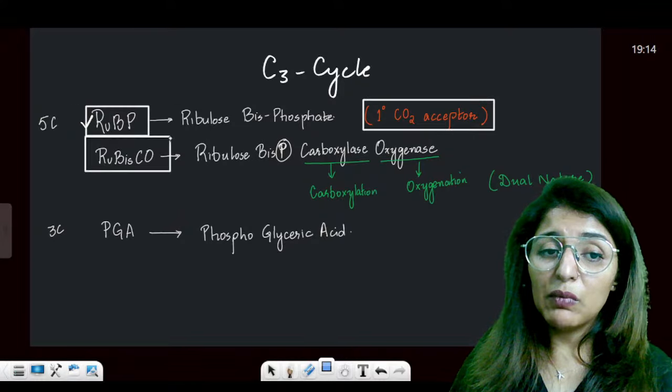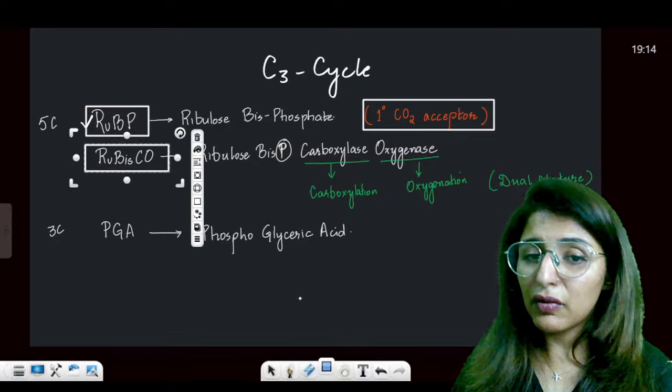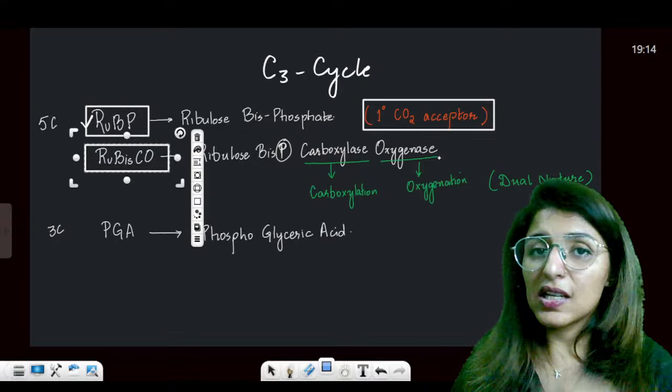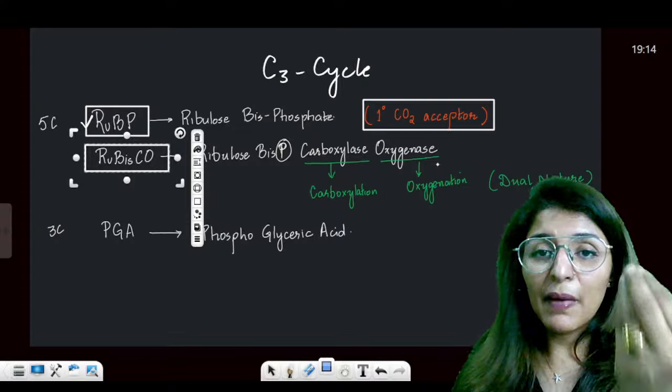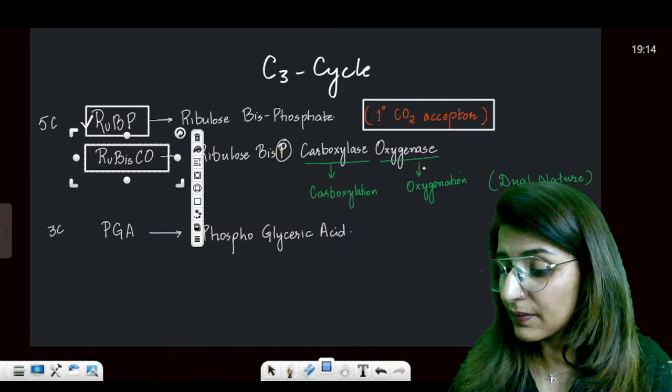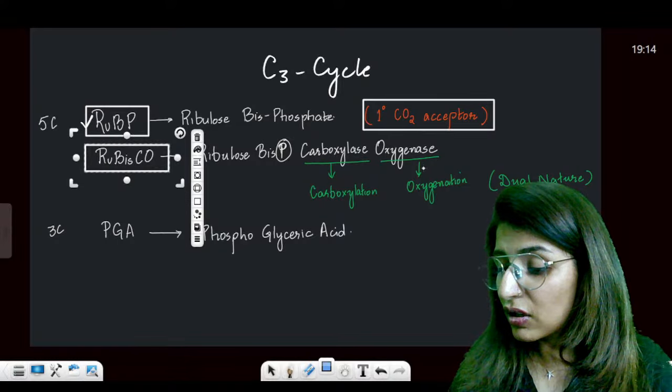And then the enzyme used is Rubisco. We know the full form: ribulose bisphosphate carboxylase and oxygenase, the most abundant enzyme in the biosphere. We have just learned it yesterday. Right? Good, guys. Very good.